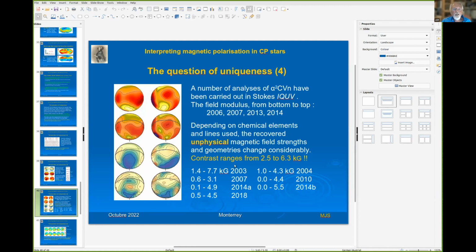Only, strangely, 53 Cam has never been observed again. It would be an interesting star, but it's hard to explain why nobody has looked at it again. I asked Kochukov several times, why not? He said, it's not interesting. Okay, thank you.